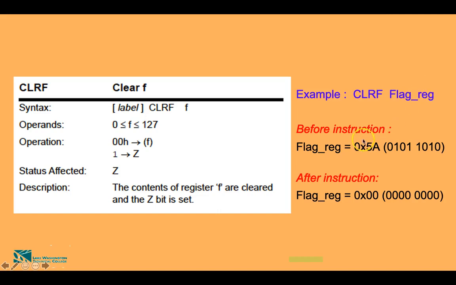Then if I execute this instruction, what's going to happen? Let's see, in the flag underscore register we have 0x5A. This is my hexadecimal number, and if I execute this instruction, then after the instruction this register will have the hexadecimal number 0x00. So whenever you use this instruction, whatever file register you have used, it is going to clear that file register and put the 00 hexadecimal value.